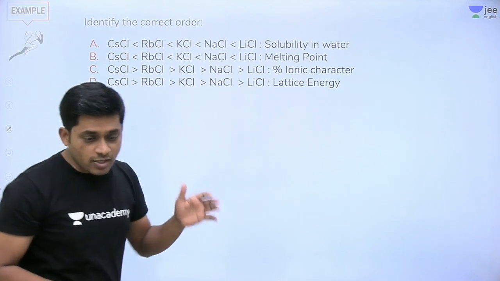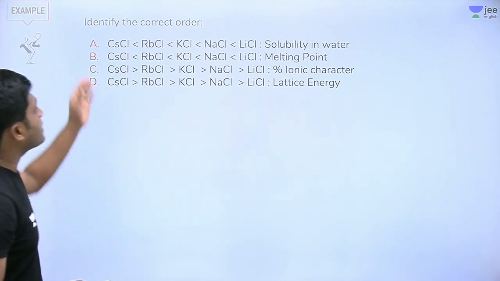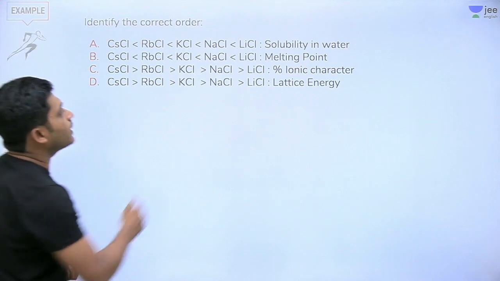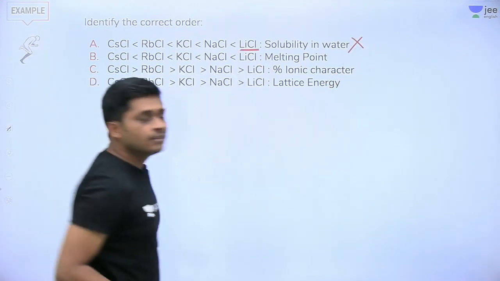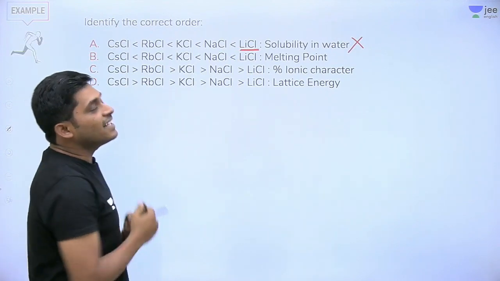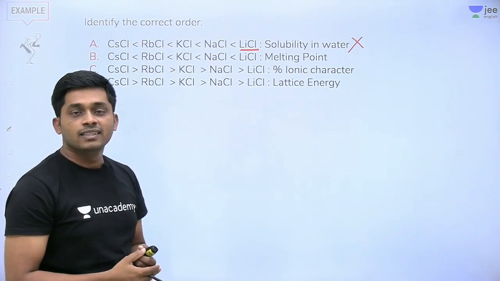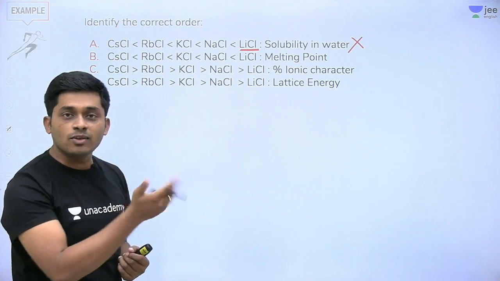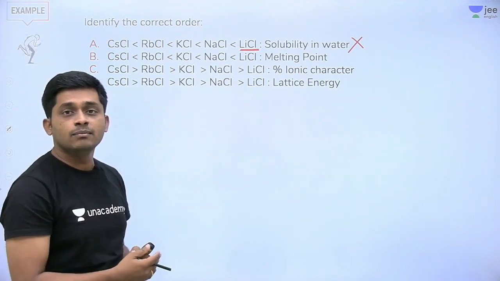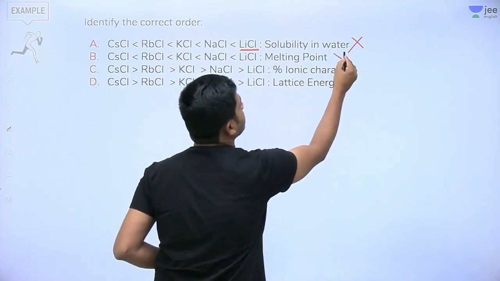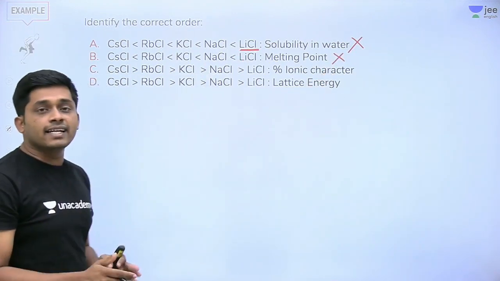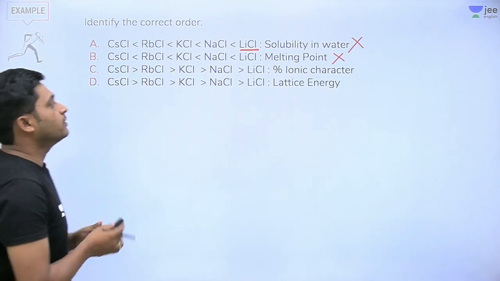Right. So I'm getting more answers C. Let us see which one is correct. Solubility in water, is it correct? It is not correct. See, LiCl is more covalent in nature. More covalent nature, it is not soluble in water. More ionic nature, more solubility. So the first one is not correct. LiCl not correct. Ionic nature increases down the group. This is correct.